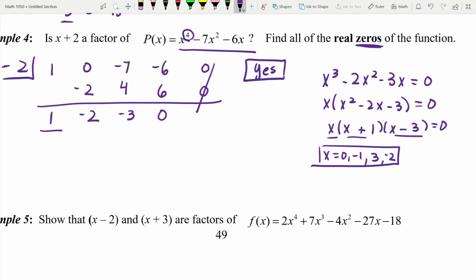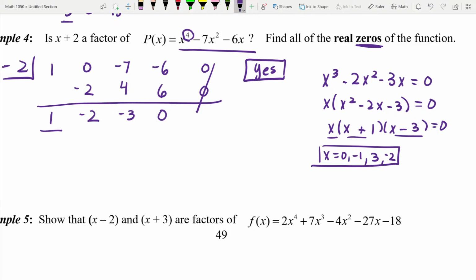Here we go. Everybody go 0, store, enter. Memory bar, enter, raise it to the 4. Minus 7, memory bar, enter, x squared. Minus 6, memory bar, enter, enter. It works. The other ones are so fast. Negative 1, store, enter, up, enter. It works. 3, store, enter, up, enter. It works. Negative 2, store, enter, up, enter. I know I got that problem right. I plugged every one of them in, and I got a 0 for every single one.